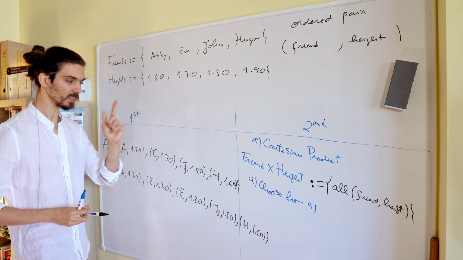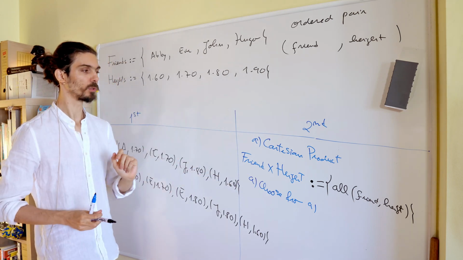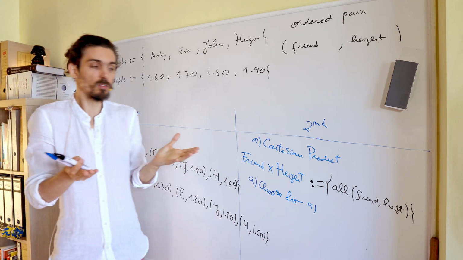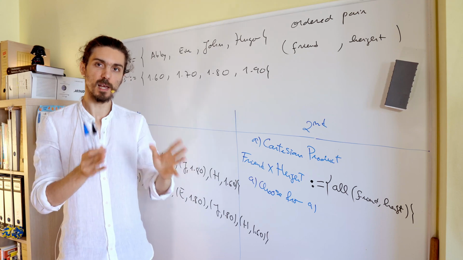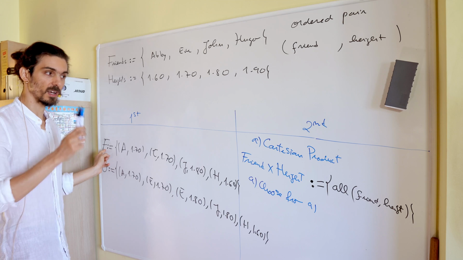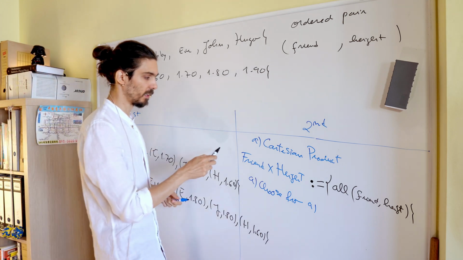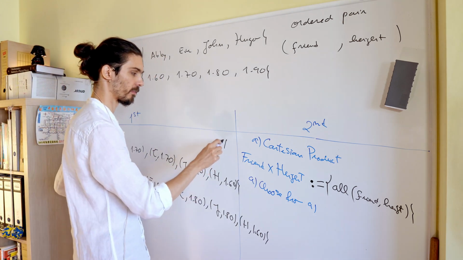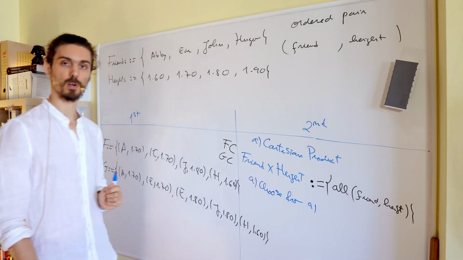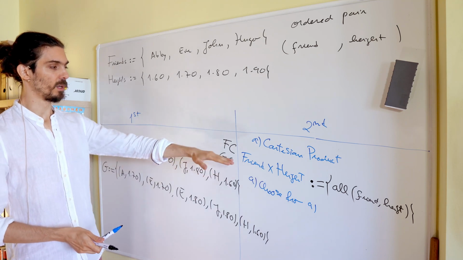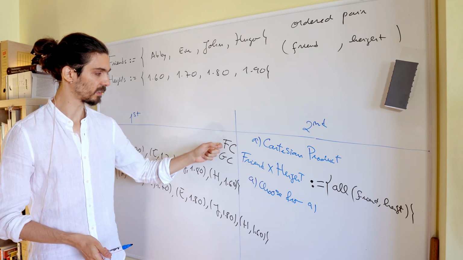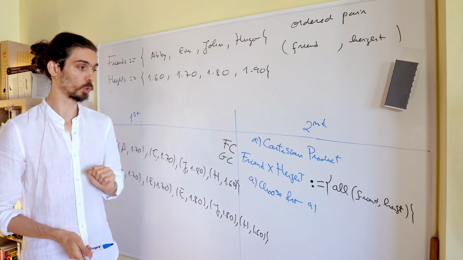Now, both the first and second points of view, ways to construct relations from these two sets, are equivalent. However, the second one emphasizes a very important aspect, which is that relations are subsets of Cartesian products. So in particular, F is a subset of friends times heights, and so is G. Every single time you see a relation, you know there is some Cartesian product, and the relation is some subset of it.